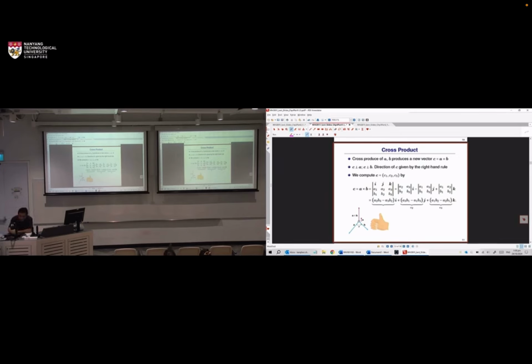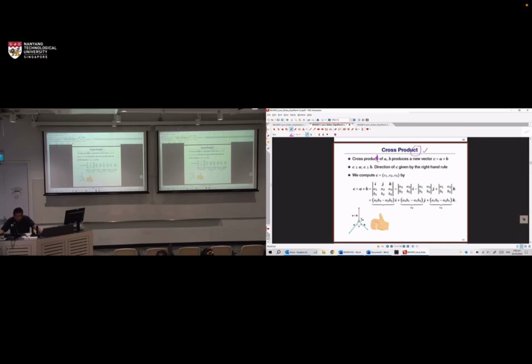Sorry. So, cross product. Here is a product, cross product, of A and B will produce a new vector C, where C is very interesting. C will be perpendicular to A and perpendicular to B.